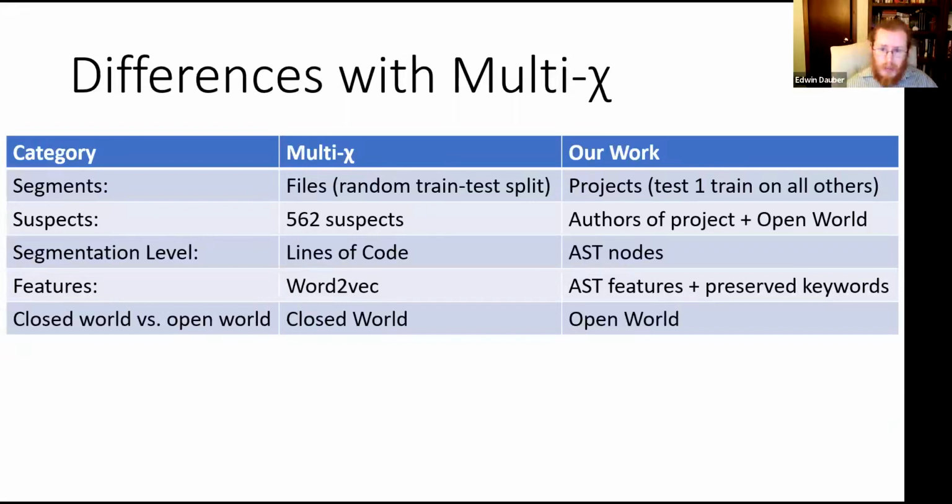Other differences are in terms of evaluation procedure. Multi-Chi was evaluated in the closed world. This work is evaluated in the open world. That means in Multi-Chi, they assume they knew all the people who could possibly be the author of a segment. In our work, we assume we know some of the possible authors, but there are also other people in the world it could be. Multi-Chi had a single set of 562 suspects. In our work, for each project, we look at the known authors of that project, plus an additional class to represent anyone else.